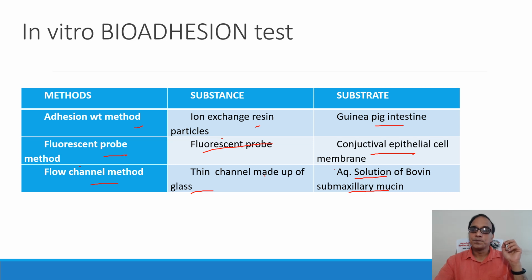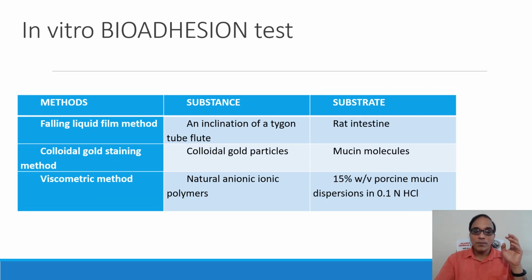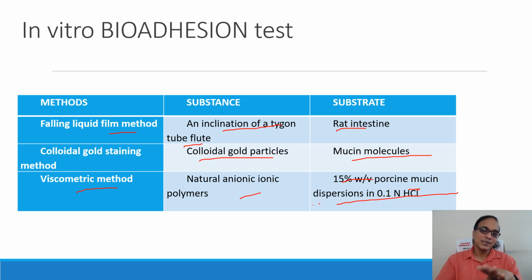Other methods include the falling liquid film method. In this method, an inclination of a Tyson tube flute is used with rat intestine as the substrate. The colloidal gold staining method is one of the most commonly used methods. Colloidal gold particles are used here, and the mucin molecules are the substrate. Again, in the viscometric method, natural anionic and ionic polymers are used with a 15% weight by volume porcine mucin dispersion in 0.1 N HCl as a substrate.